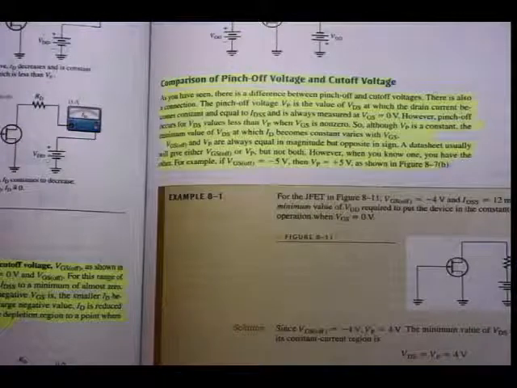And this is also important. A data sheet usually will give either VGS off or V pinch off, but not both. But of course, now we already know. If the data sheet gives me V pinch off, then I know VGS off is the same magnitude, just the polarity will be different. It will be a different sign. But I will show it to you more clearly in a graph that's still coming. However, when you know the one, you have the other. For the example that they're giving here, if VGS off is minus 5 volts, then V pinch off is plus 5 volts.